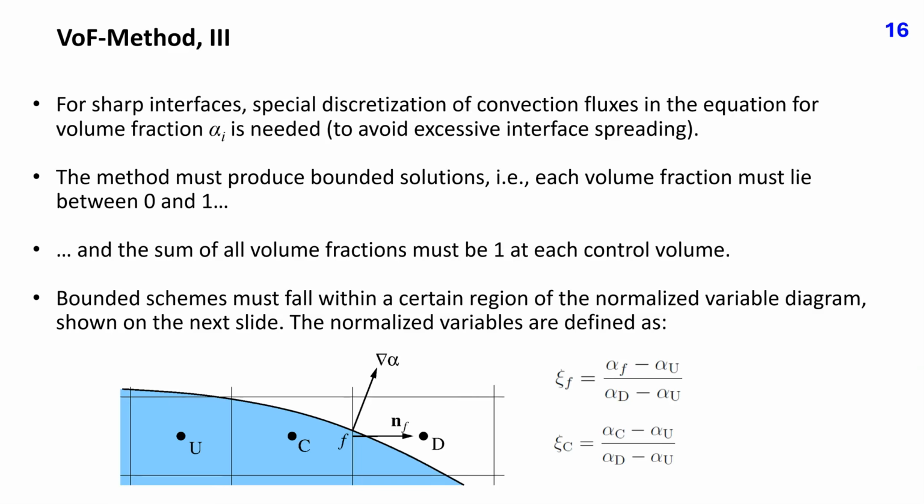The usual schemes which are used in other conservation equations are either overdiffusive, like the first order upwind scheme, which guarantees a bounded solution, or unbounded, like the central difference scheme. Bounded schemes must fall within a certain region of the normalized variable diagram shown on the next slide. The normalized variables at cell center and face center are defined by these expressions.